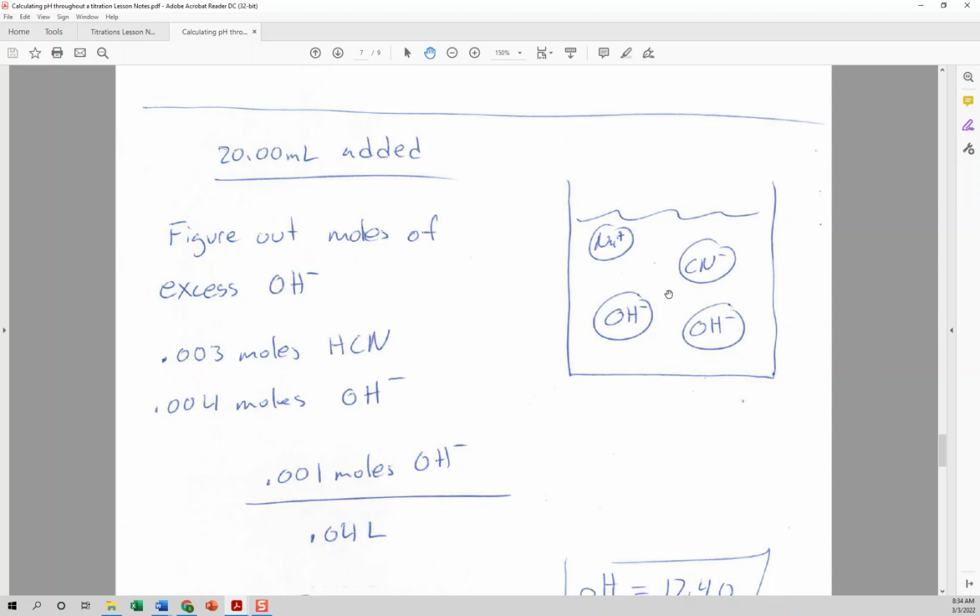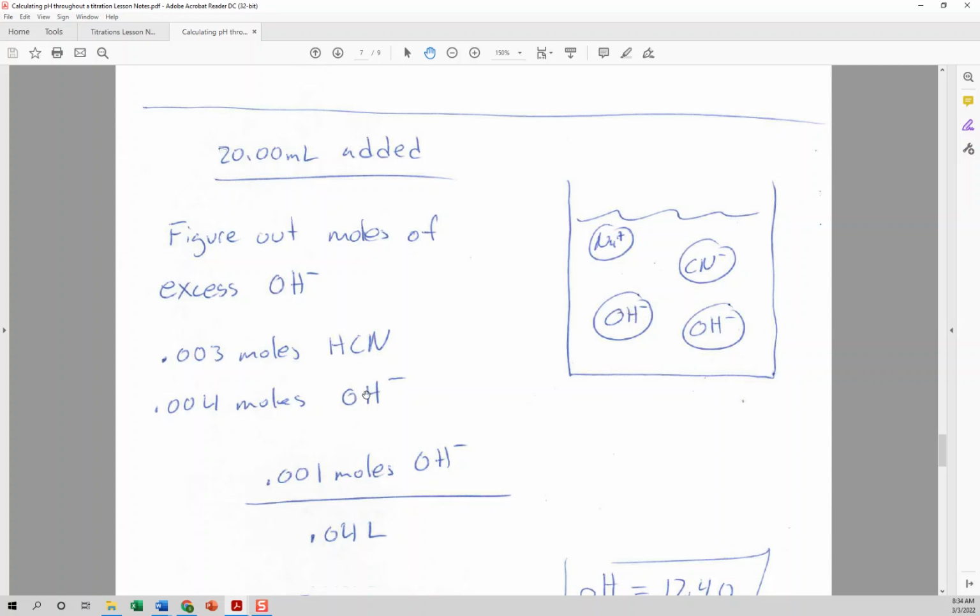Okay, so what's in the flask at this point? Well, we got sodium ions, that's neutral. We got cyanide, that's a base, but it's a weak base. But we got a bunch of hydroxide, strong base. So the strong base trumps everything. So let's just figure out the molarity of hydroxide, negative log that, 14 minus that's going to be our pH, okay?